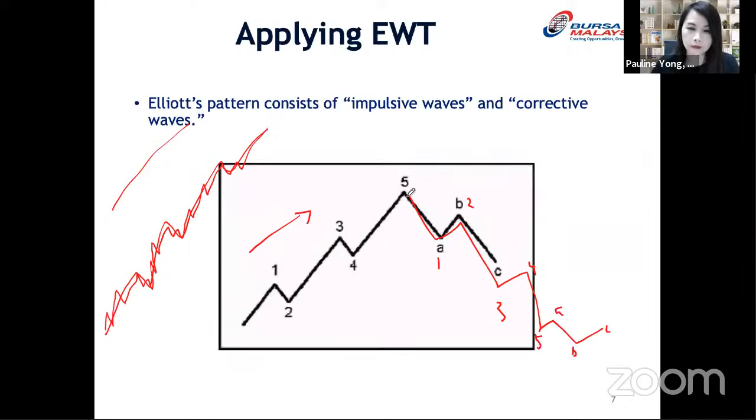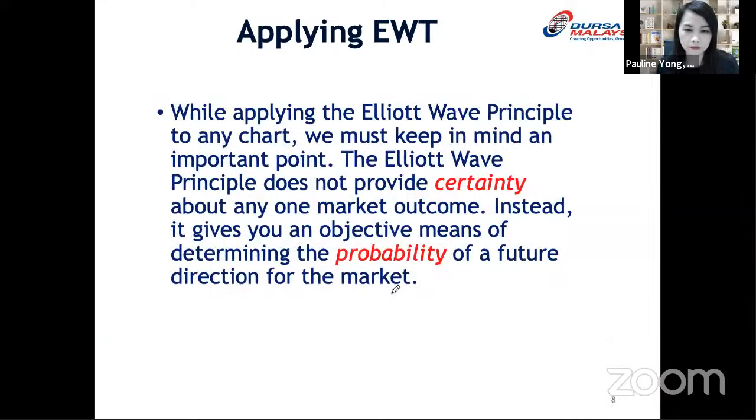So you are looking at a downtrend here now. Instead of an uptrend, you're looking at downtrend. So it will be 1, 2, 3, 4, 5, A, B, C. Okay, the concept is the same. It's just whether you're looking at an uptrend or you are looking at a downtrend. Okay. So before we go into the real case, let me touch on some of the principles again.